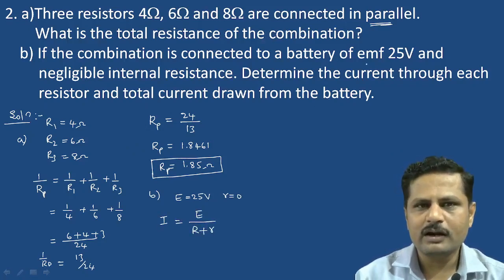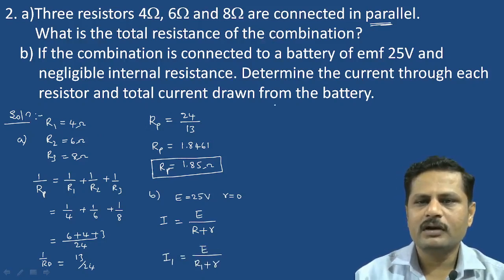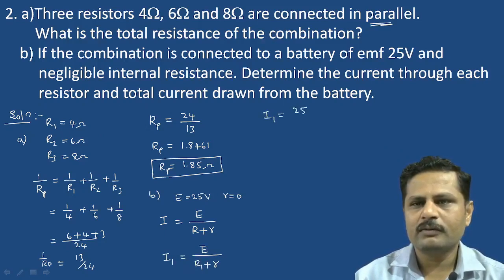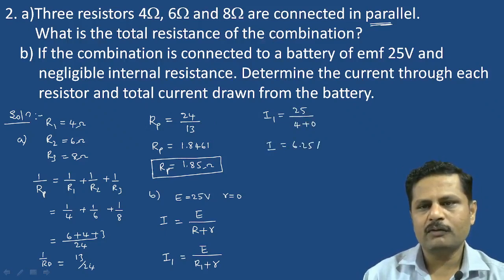Now let us find out the current through each resistor. Let me consider the current through R1 as I1. That is, I1 is equal to E divided by R1 plus R. Here let me substitute the values: E equals 25 volt divided by R1 is 4 ohm plus 0, and this gives I1 equals 6.25 ampere. This is I1.